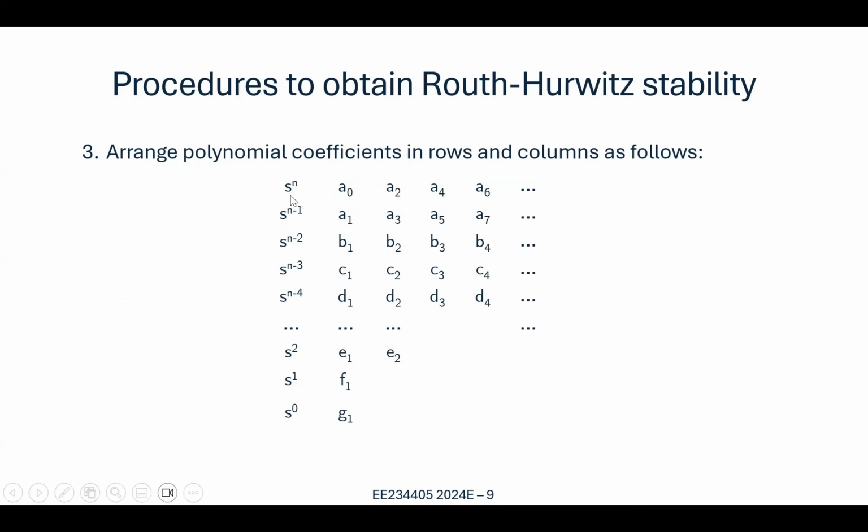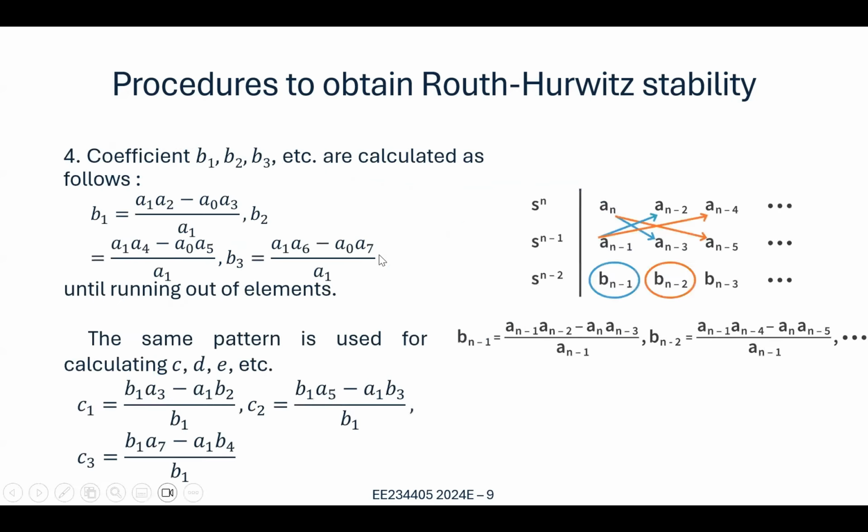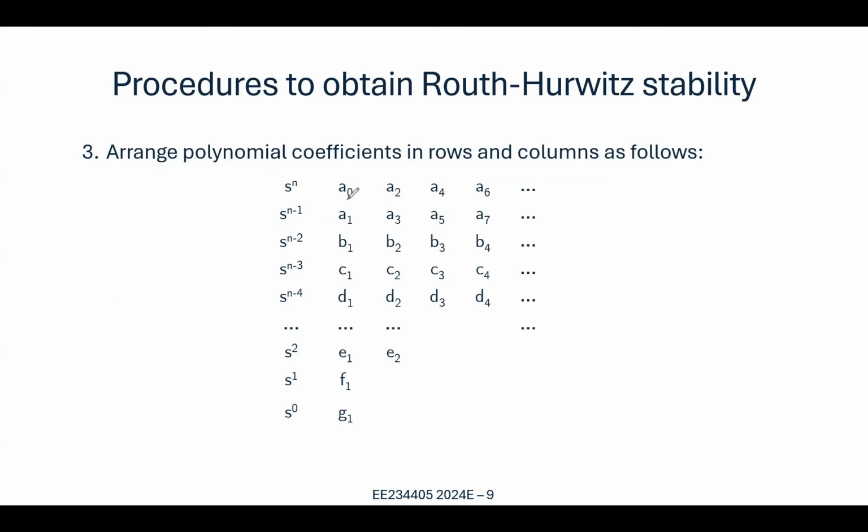Okay, so this is the polynomial coefficients, and we try to arrange this. And next, we actually want to find the B. Okay, so A is from the polynomial equation, whereas B is not. So for the polynomial equation, B is what we want to calculate.